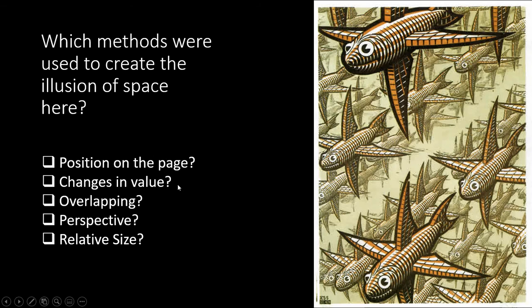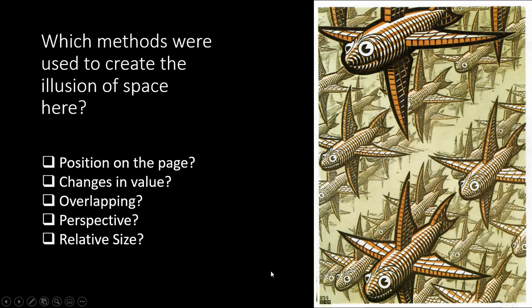Do I see changes in value? Yes. There is a lot more contrast on this one that's closer to me, and there's a faded look and a lot less detail on the ones that are farther away. So yes, I do see changes in value. Do I see overlapping? Absolutely. This is one of the ones that I can see everything, so I know that it is closer to me, whereas these small ones back here are being overlapped by multiple different flying fish.